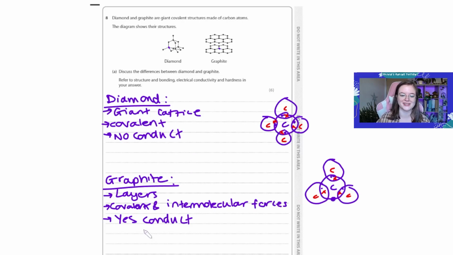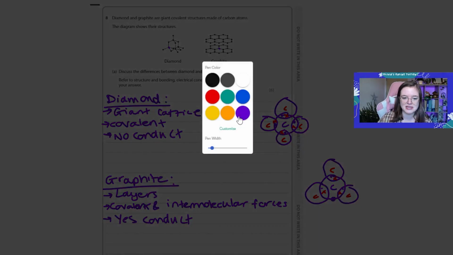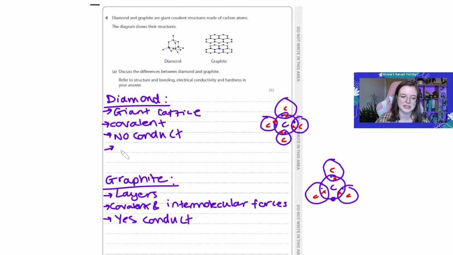So I've just put no conduct and yes conduct for now, but you have to explain this to them in your paragraph. And then hardness, well, diamond is harder than graphite. Diamond is the hardest and strongest material on Earth. So diamond is harder and graphite is softer.